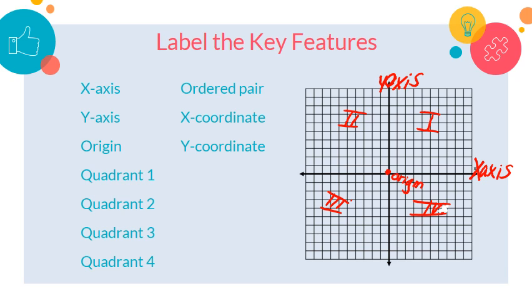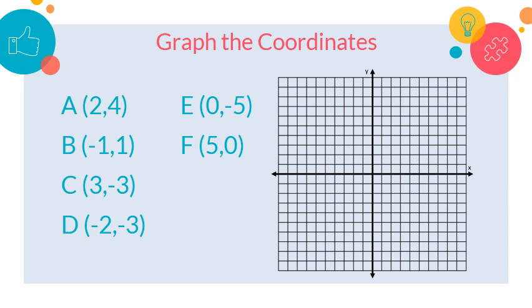Ordered pair, we're going to graph some of those next, and the x-coordinate and y-coordinate are part of that ordered pair. So you just have to understand this concept, but we'll actually graph points. So let's graph a few here. Let's start off with A, which is (2, 4), which means from the origin, right 2, up 4 is my A value. My B value, left 1, then up 1.